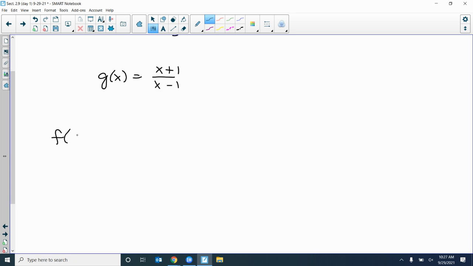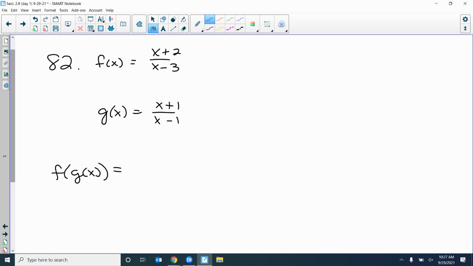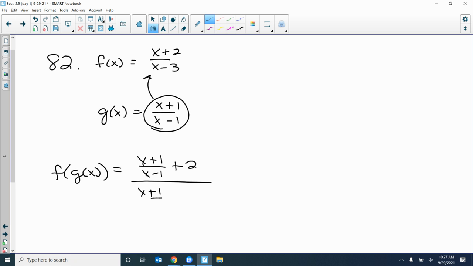F of g of x. Well, I'm going with that, unless somebody tells me otherwise. Okay? All right, so that looks like you take g, plug it in for both those x's. So x plus 1 over x minus 1 plus 2 over x plus 1 over x minus 1 minus 3.